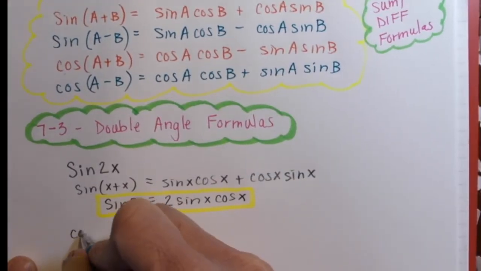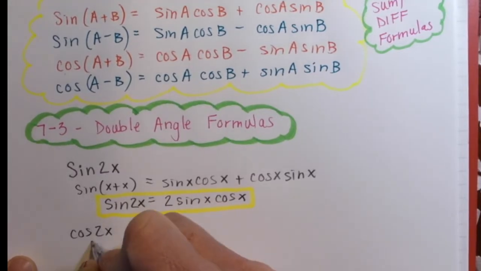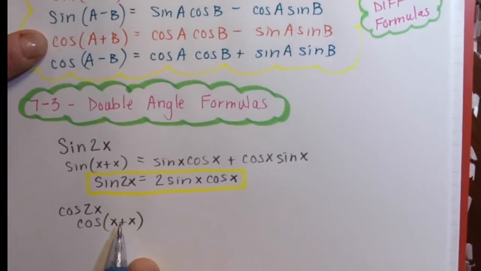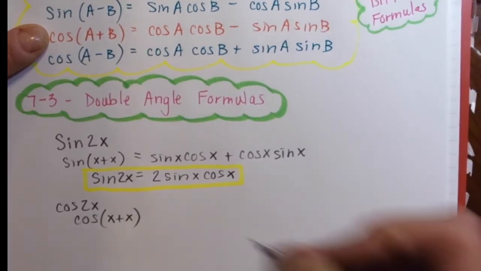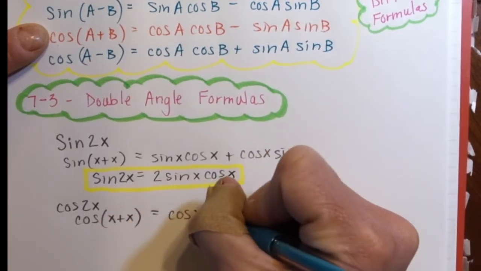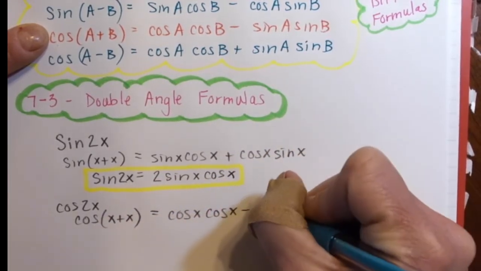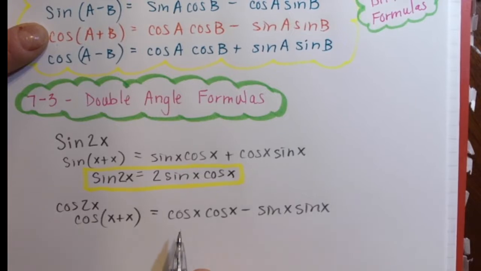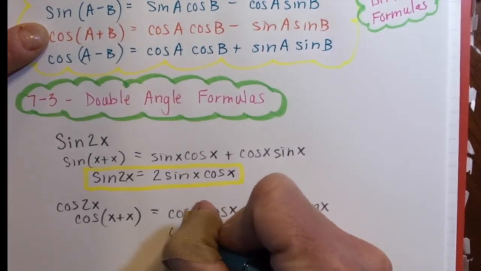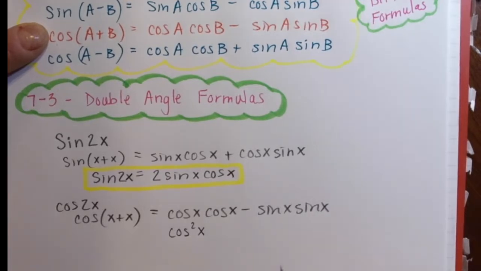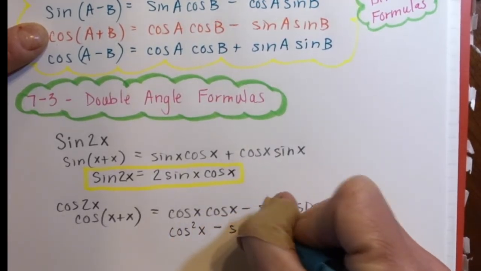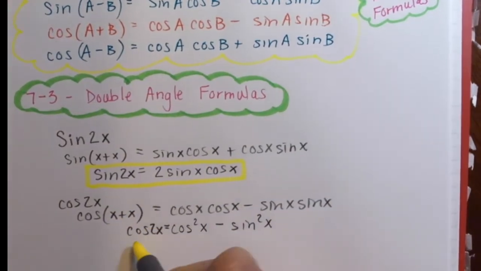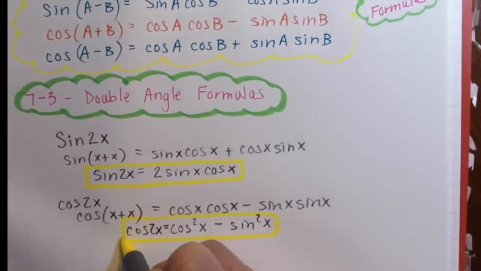Okay. Now, the cosine double angle, again, same thing. We're going to think of cosine of twice the angle as cosine of x plus x. And I'm going to go up to where my addition formula is for cosine and plug in x for every single angle. So we get cosine of x cosine of x minus sine of x, sine of x. Which cosine x times cosine x can be written as cosine squared x and minus sine squared x.